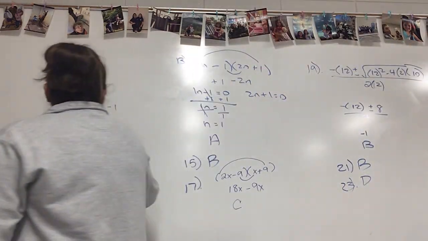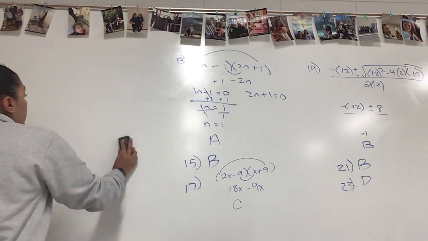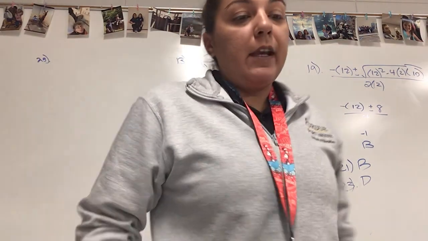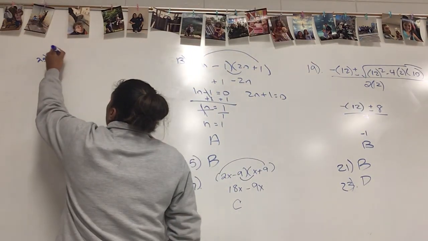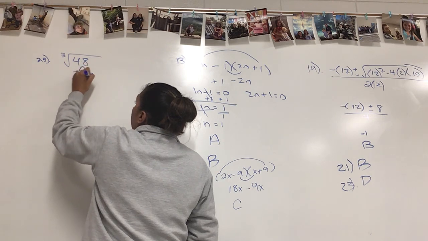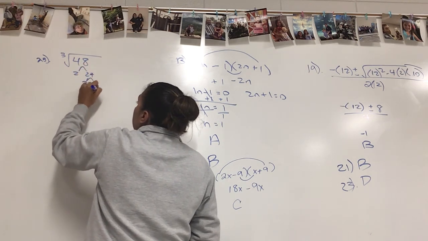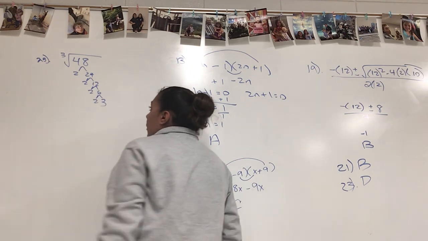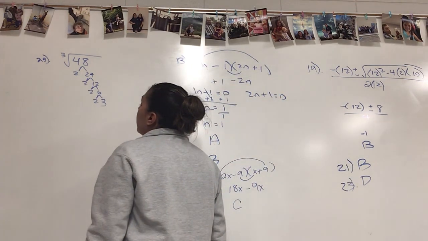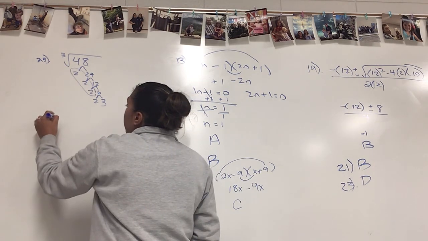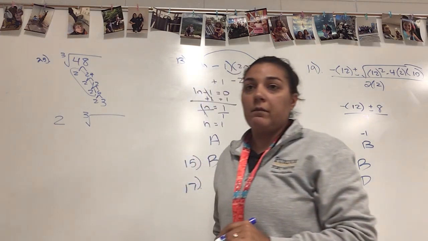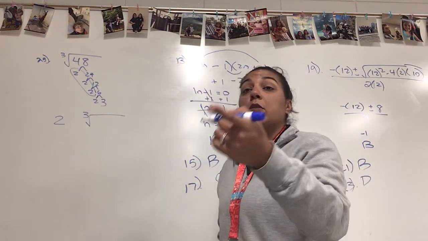25. You gotta do these ones by hand. Okay, so 3, 48. So 48, you're gonna get 2 and 24, 2 and 12, 2 and 6, 2 and 3. What's our group number? 3. Okay, so on the outside, you're gonna get 2 with a 3, and on the inside, what are you gonna get? Oh, I did it wrong. 2 and 3, which is what?